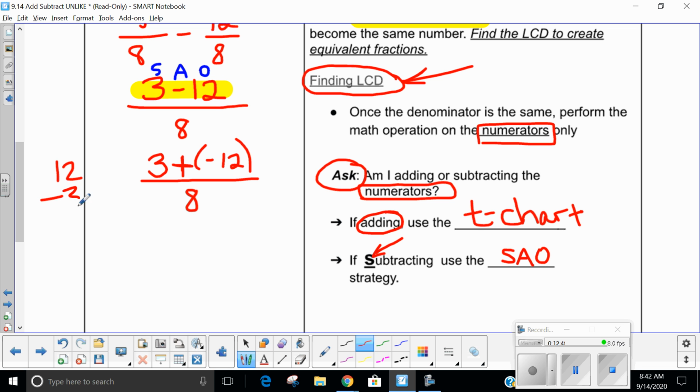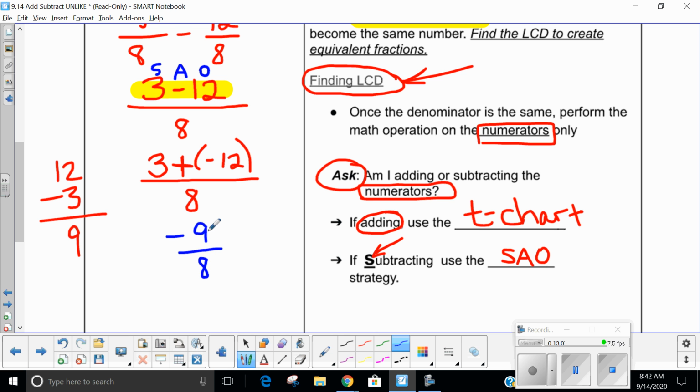Just forget the signs. We're just going to take the numbers themselves, the numerals. 12 minus 3 is 9. But is it positive or negative? It's negative because 12 is larger, so it has to be negative 9 over 8.